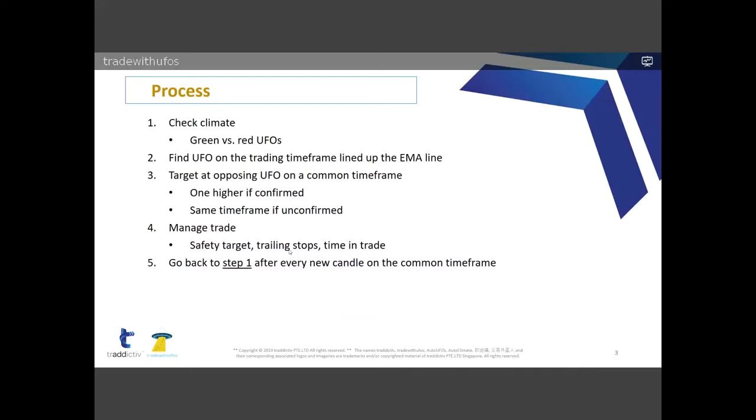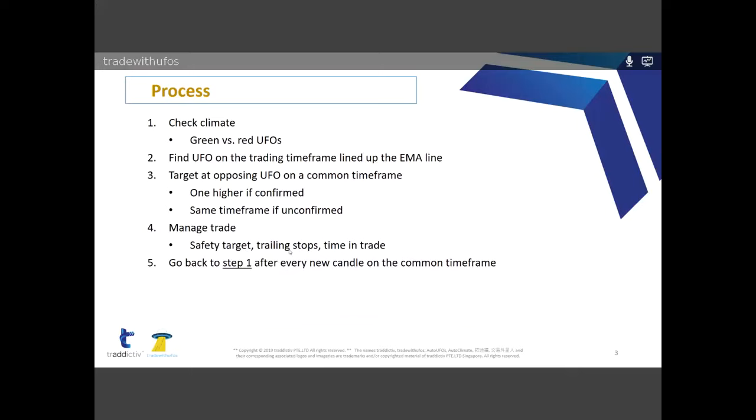So then our third step is going to be deciding our target, and this can be done by using our common time frame. So we want to go to the opposing UFO side, and we're going to go to a higher common time frame. So for example, we were in the 15-minute time frame in the NASDAQ just now that I was showing. So we want to look at the 60-minute time frame UFOs and place our target all the way up to the opposing red UFO there.